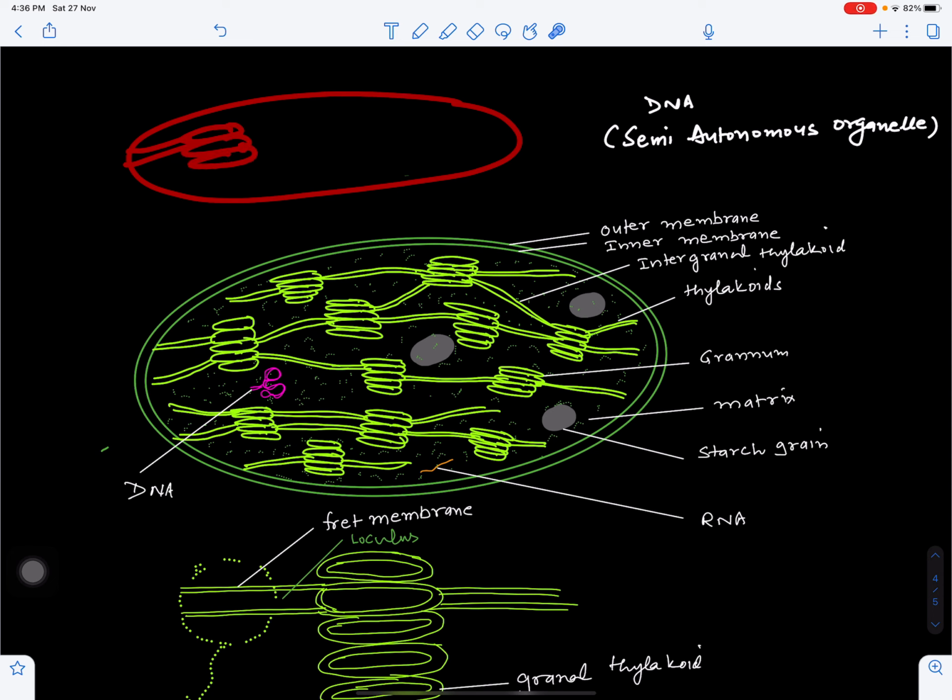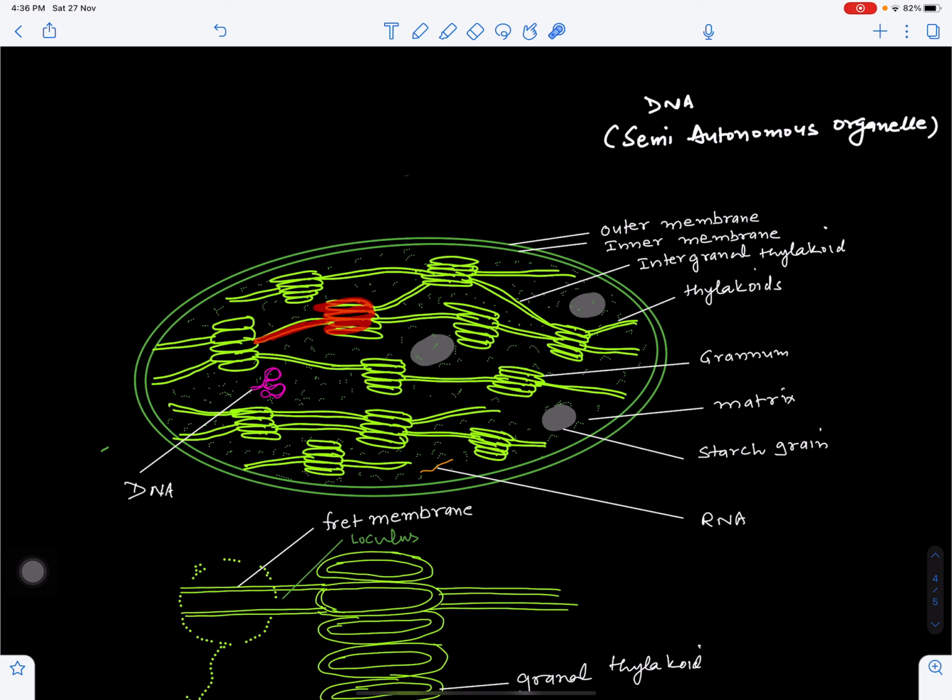They may be piled upon each other like this. These are thylakoids, right? So this thylakoid is called granum thylakoid, right? And this piling is called granum. So when they are piled upon each other, this is granum, and two grana are connected by thylakoid. This is called intergranum thylakoid, right? Now extra food may be stored in the form of starch grains. So these are starch grains.